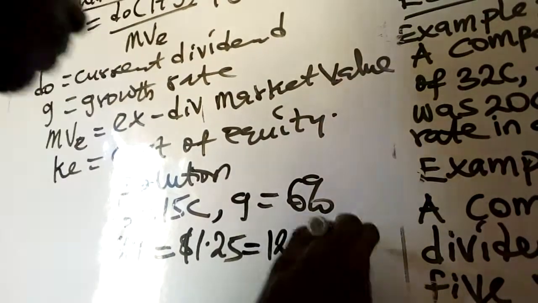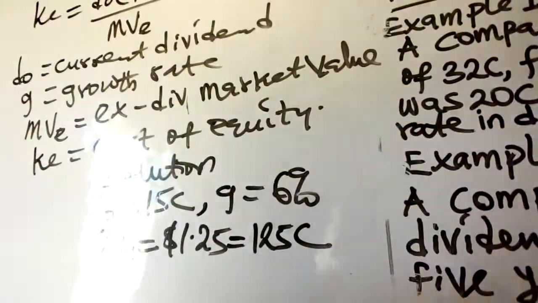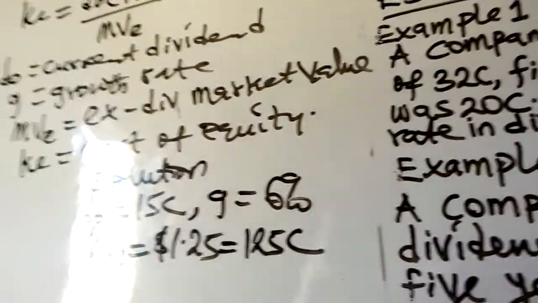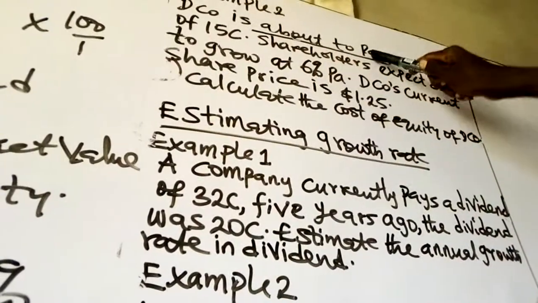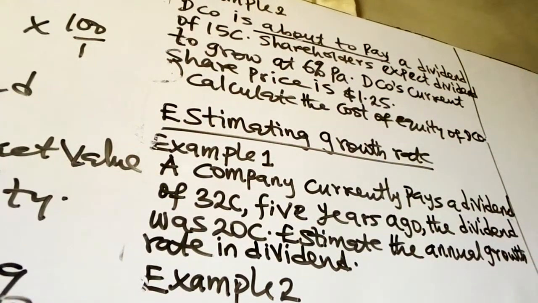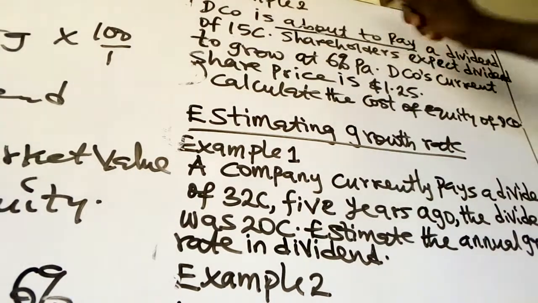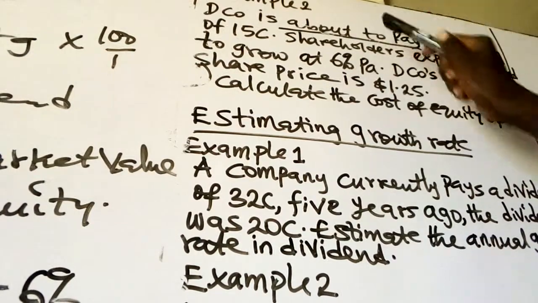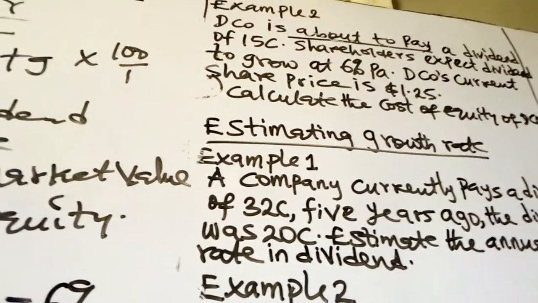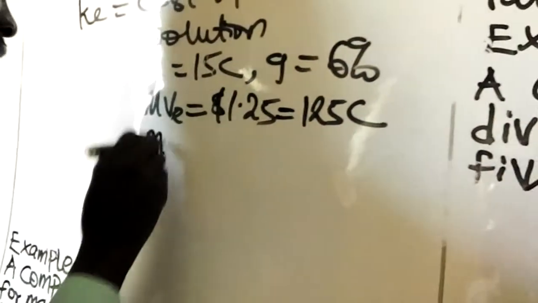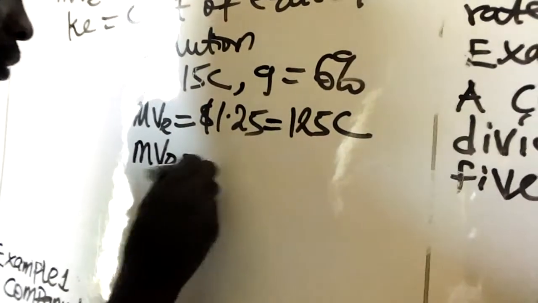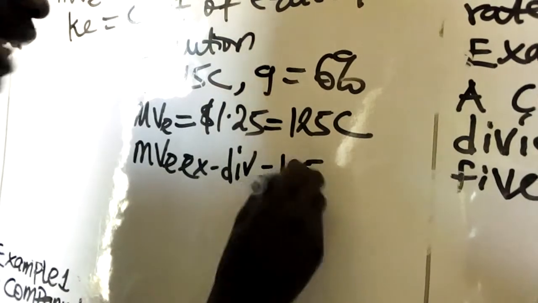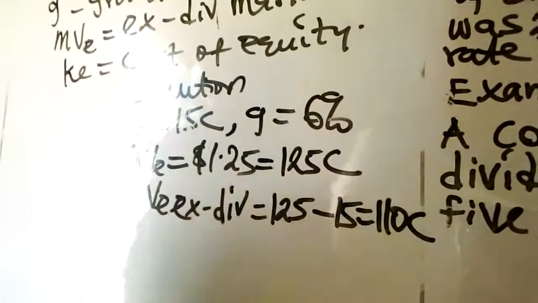But don't forget, this market value is cum div. How did I know it is cum div? You were told that DCO is about to pay a dividend. That means DCO is having an outstanding, unpaid dividend. Where there is an outstanding dividend, you know that the market value is cum div. So to compute the ex div market value, that will be 125 cents minus the dividend of 15 cents. That will be 110 cents.